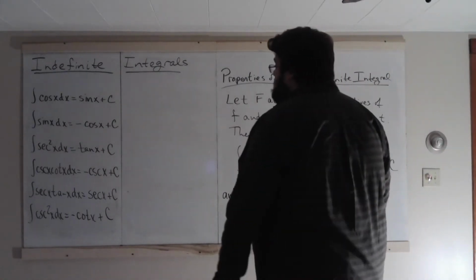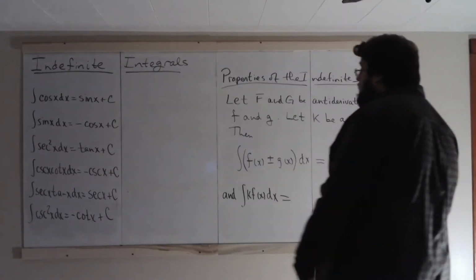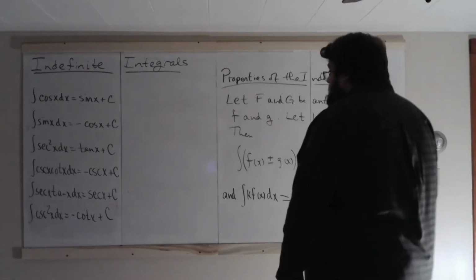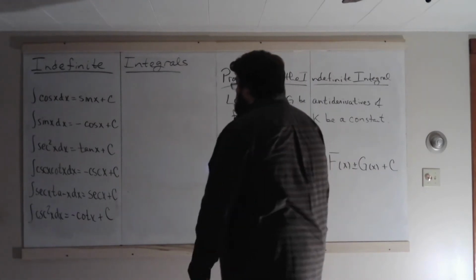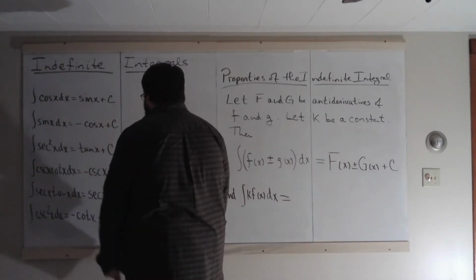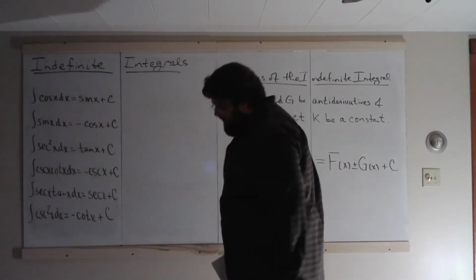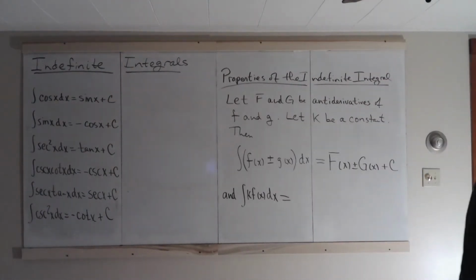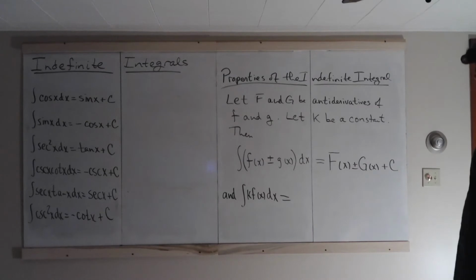The integral of secant squared is tangent plus c. The integral of cosecant cotangent is negative cosecant plus c. The integral of secant tangent, and of course all of these have x's, is secant plus c. And the integral of negative cosecant squared is negative cotangent of x plus c.